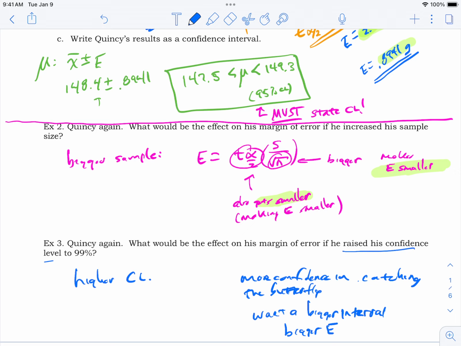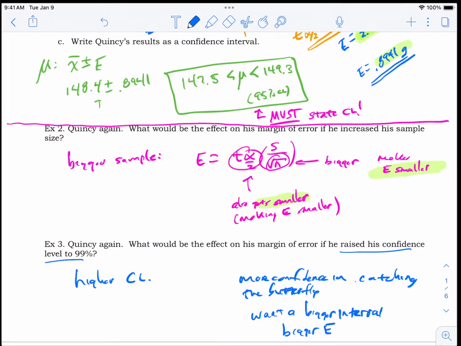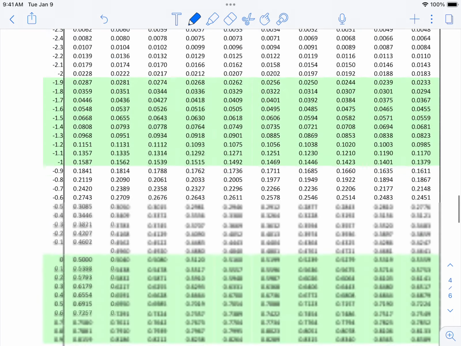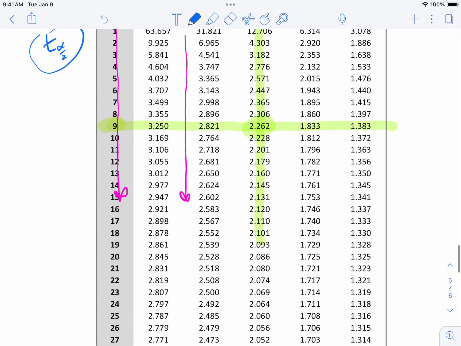Raise the confidence level. Well, again, that came in on that table at the very end. So once more, I'm going to have to scroll to the end. Hold on to your horses. What happened? Ooh, you've got to really hold on to your horses there. Okay, so you come back to the end here, right?